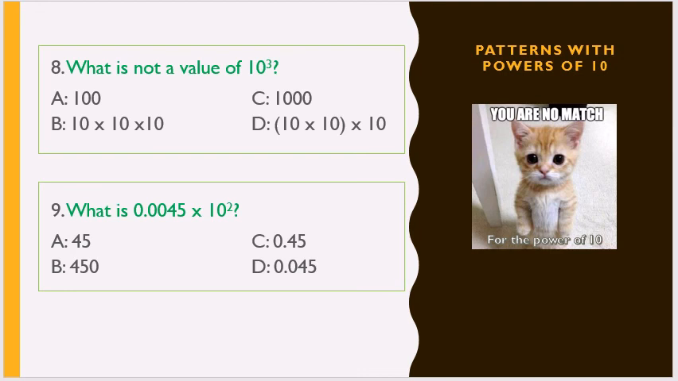Number 9, what is 0.0045 times 10 to the second power? A, 45, B, 450, C, 0.5, or D, 0.045. Pause your video, solve these two problems, and then start your video again and check your response against our answers.